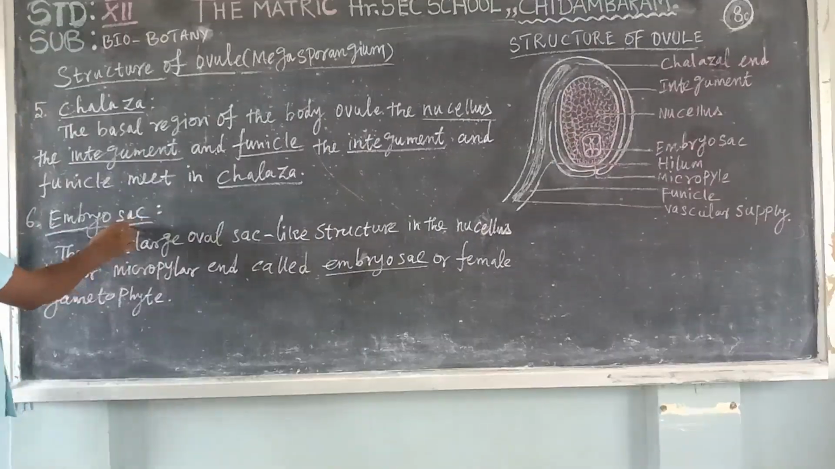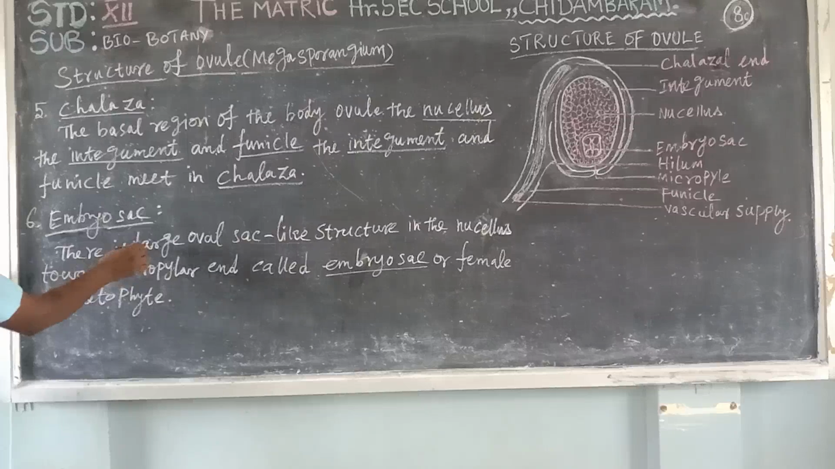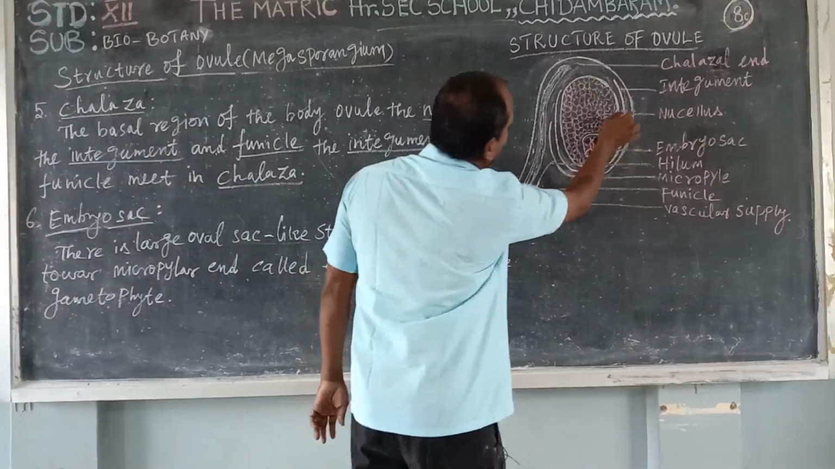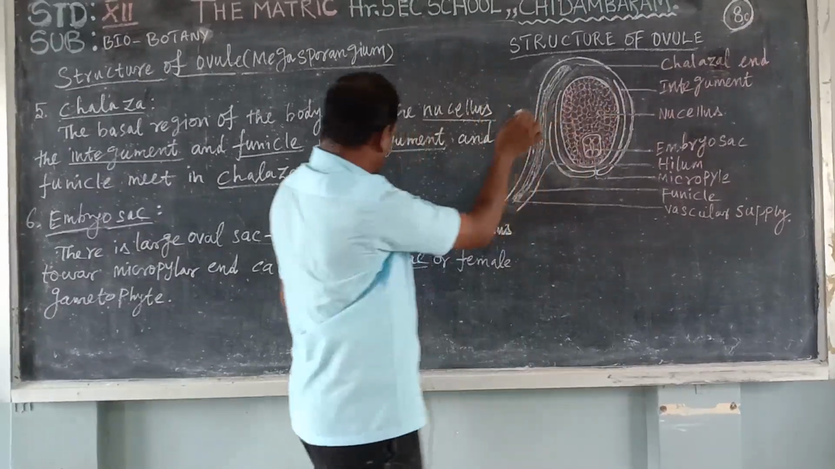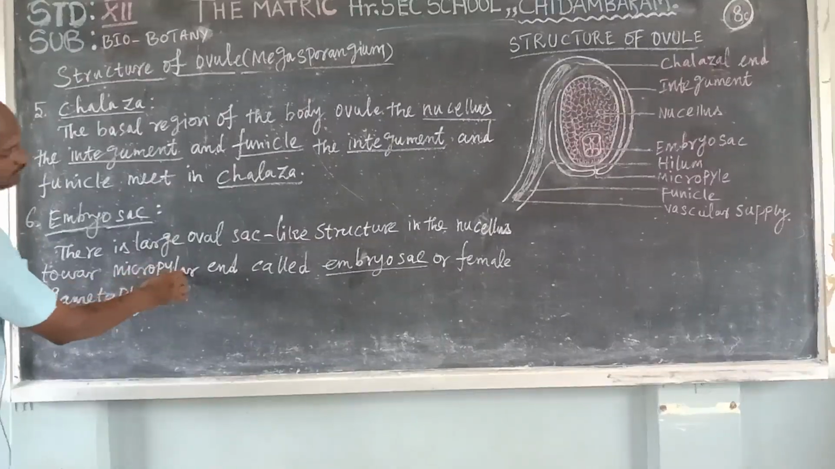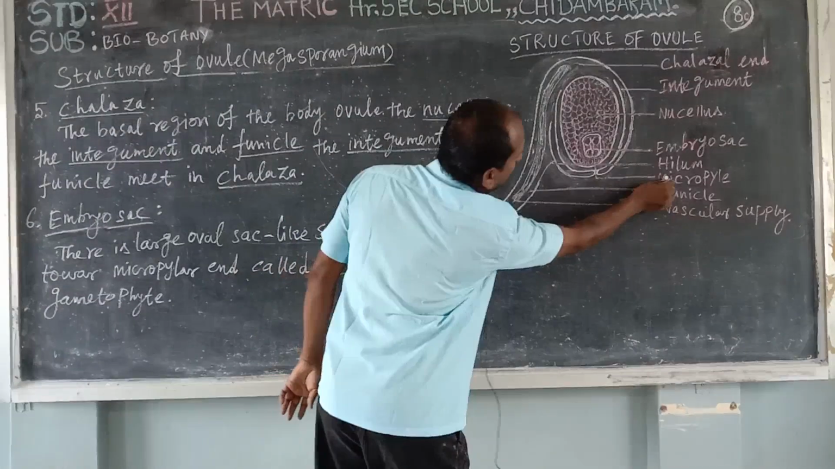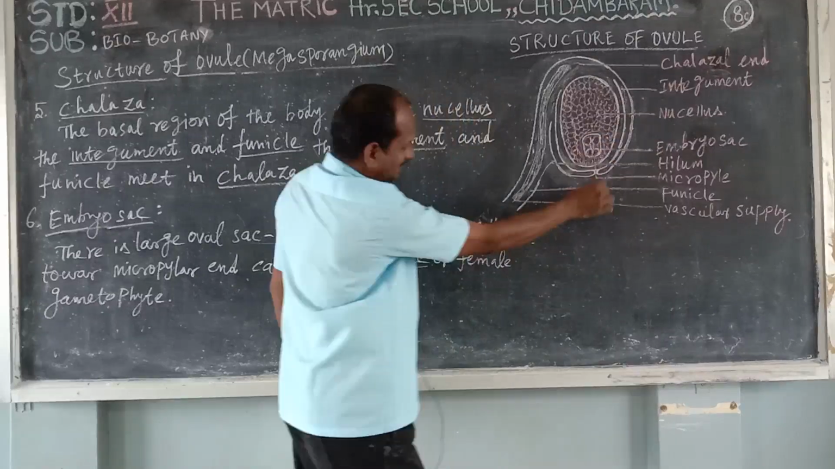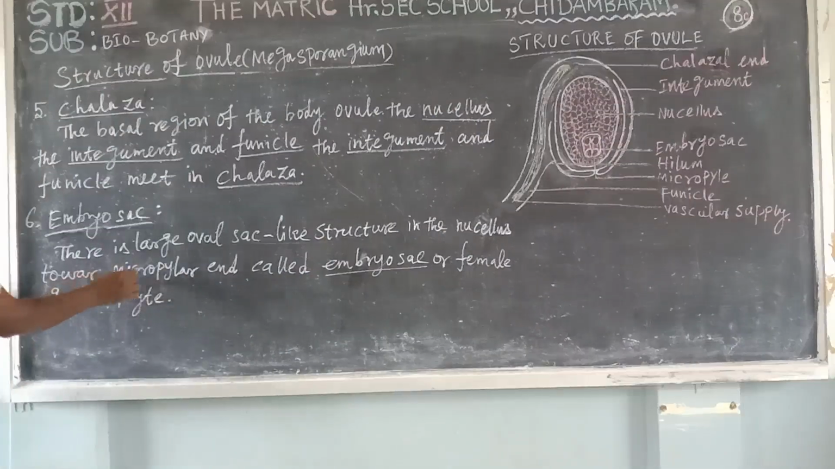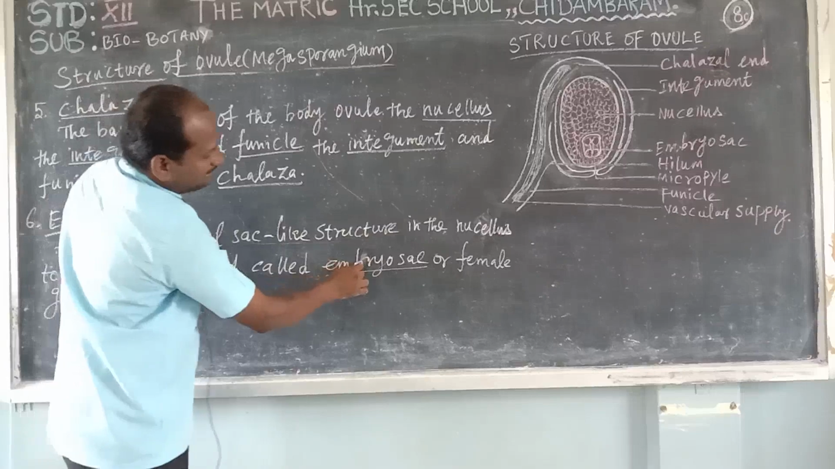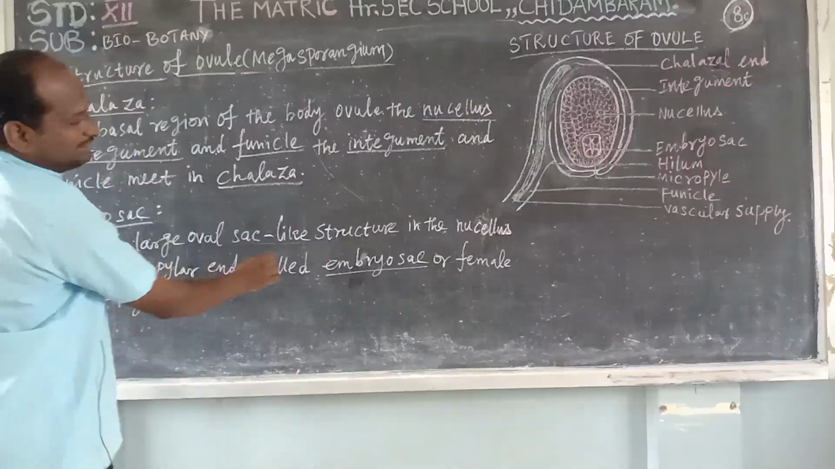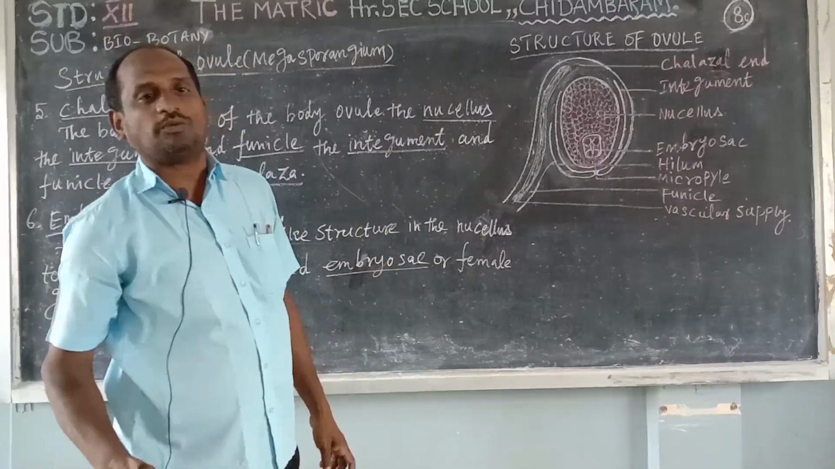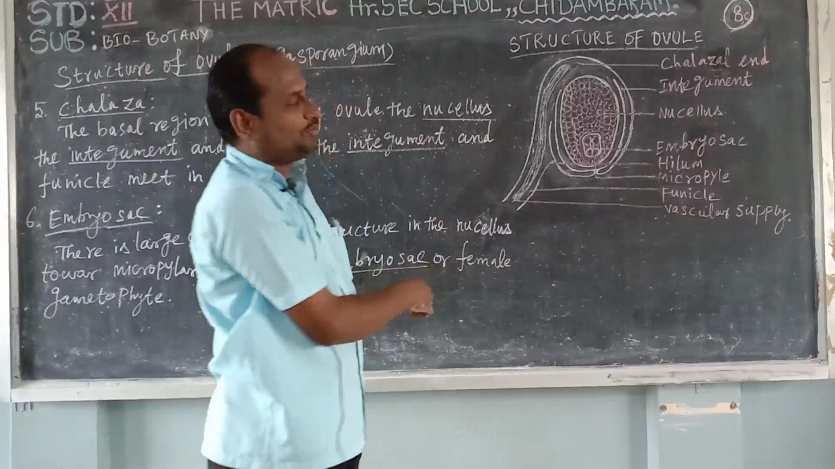Next, another one, the embryo sac. The embryo sac is a large sac-like structure within the nucellus. A large area of the nucellus toward the micropylar end forms the embryo sac. The micropylar end region is called the embryo sac or female gametophyte. The embryo sac or female gametophyte is part of the structure of the ovule. These are the characters of the ovule.